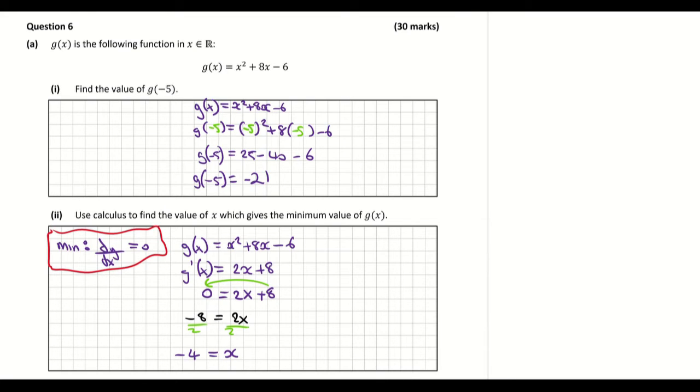Now it wants us to find, I thought I was looking for the minimum turning point. It's not, it's just looking for the value of the x. And that's it, the x is minus 4.